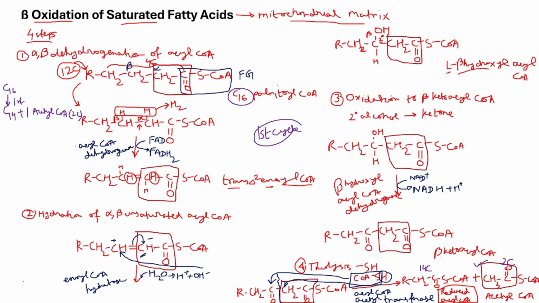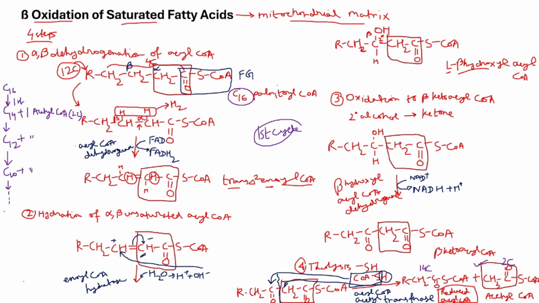So if you go to the second cycle, what will happen? You will get C12. So again a two carbon atom reduction plus one molecule of acetyl CoA. If you go to the third, again a two carbon atom reduction, so C10 plus another molecule of acetyl CoA. In this way, if you go till the end, the last two carbon atoms which will be left will be released as acetyl CoA.